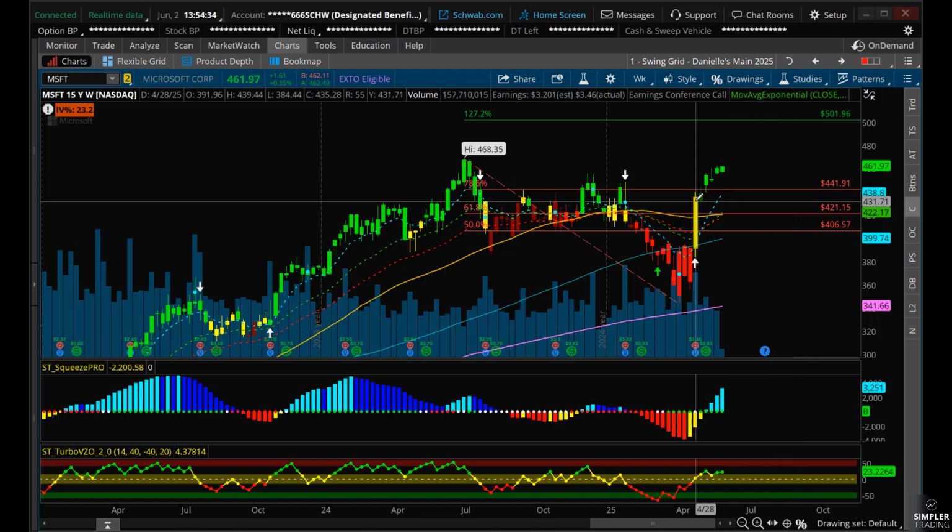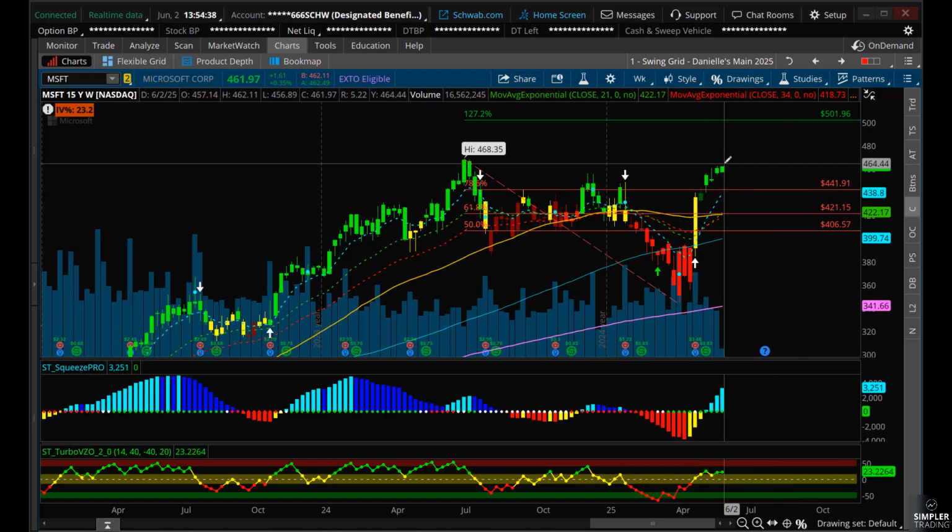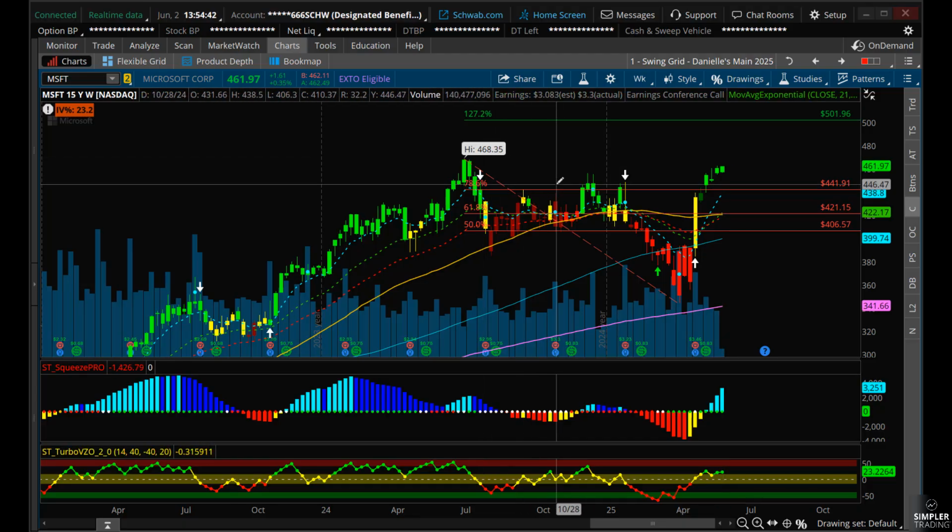So, I know this is a little bit extended here. I know it's at a pretty crazy move after earnings, but those new highs can be magnets. And what I like to do is look for lower time frame squeezes to use those to trade them to a new high.